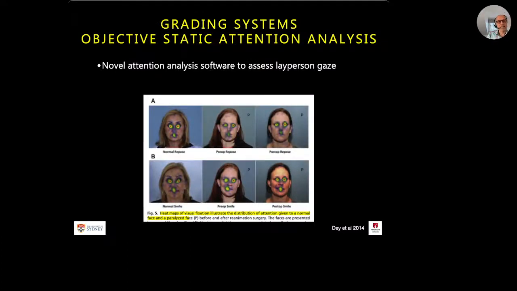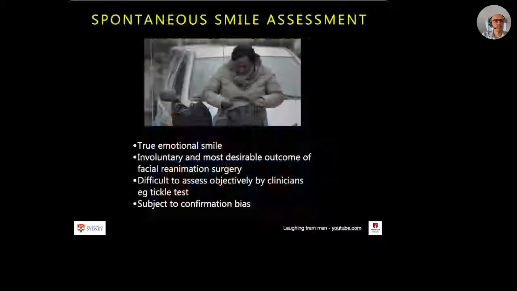There are other grading systems that look at not just what the clinician looks at, but more at what the layperson might look at. And this is important for the patient. Remember, as a patient-related outcome, attention of a layperson to your face is an important outcome. And we're using here visual tracking with heat map sensors to demonstrate in patients that have a normal face and then pre-treatment and post-treatment how the attention gaze of a layperson falls on the face.